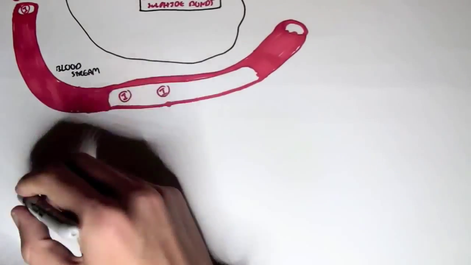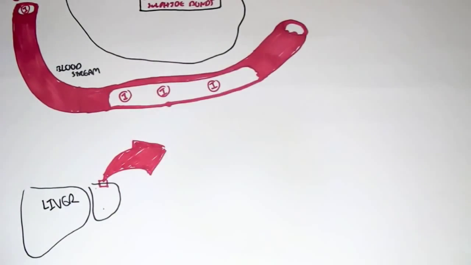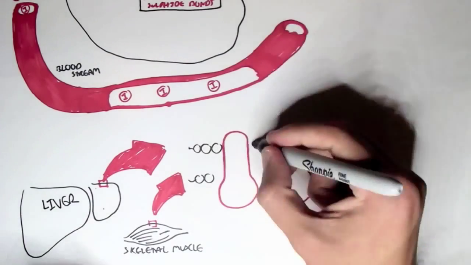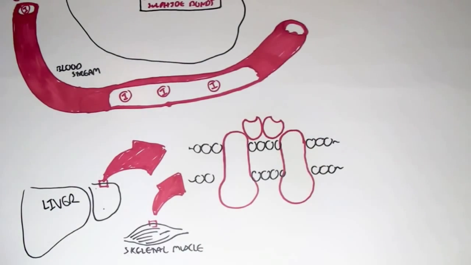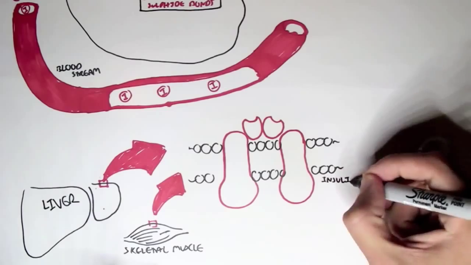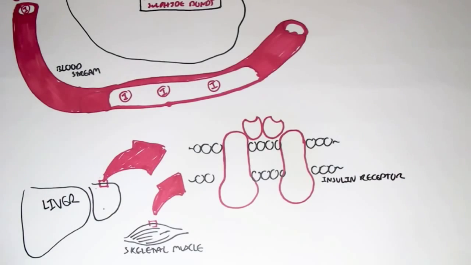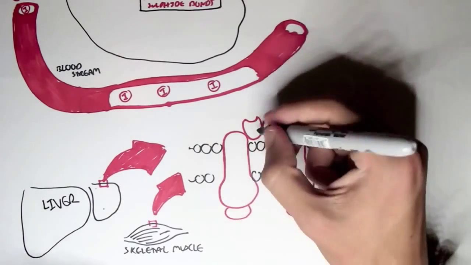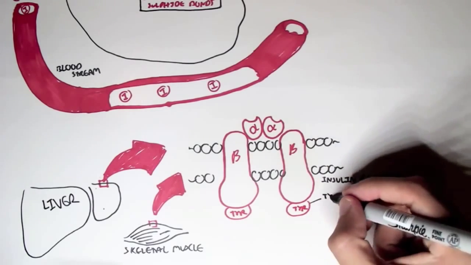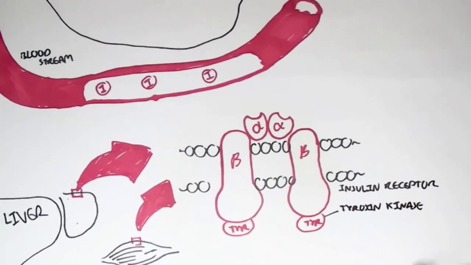Now, for example, it will travel to the liver, let's just say, or it can travel to the skeletal muscle. So now let's zoom into the membranes of the skeletal muscle and liver. So the membranes are obviously different, but the insulin receptor is the same, because insulin receptor is a tyrosine kinase receptor, and it consists of 2 alpha subunits, 2 beta subunits, and tyrosine kinase in the intracellular fluid, on the inside.